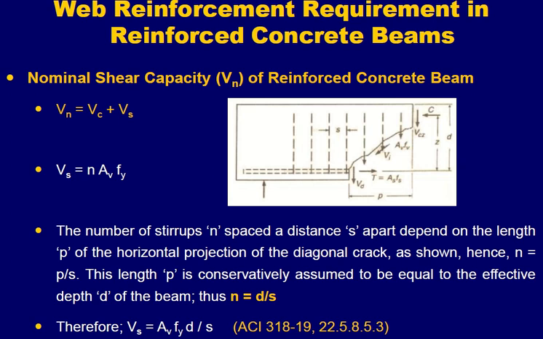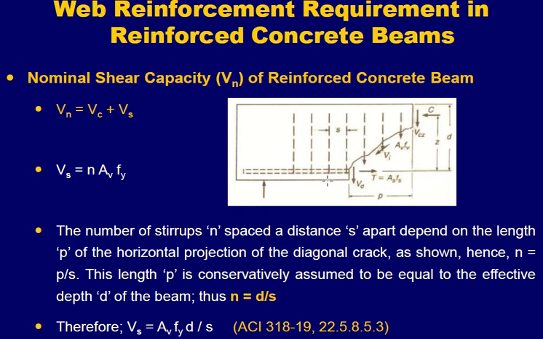So from the previous slide, we concluded that Vc can be found by using the equation provided by ACI, and now we are left with Vs, that is the shear capacity of steel, okay. Now keep in mind that Vs is equal to n Av into Fy. You know Fy, the yield strength of steel. The number of stirrups is n. This is the stirrup that you are providing in the vertical direction.